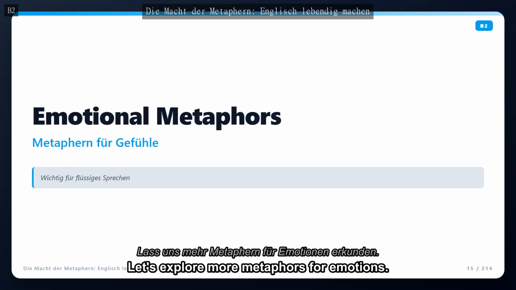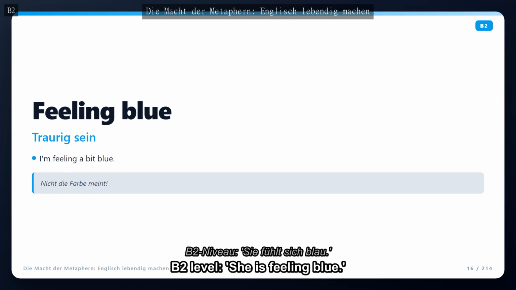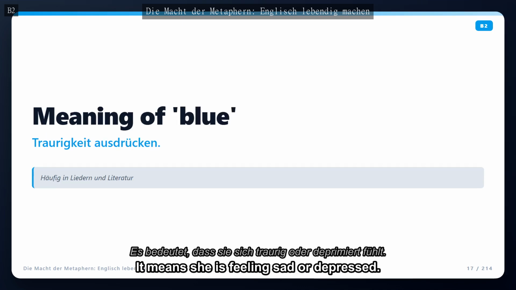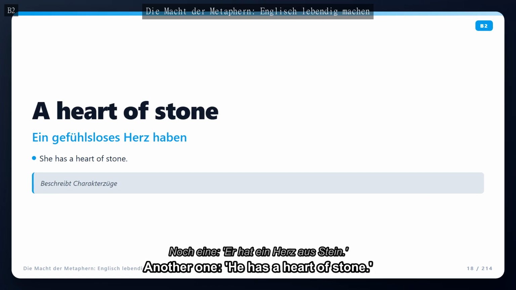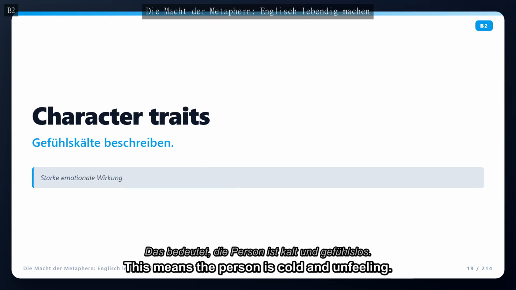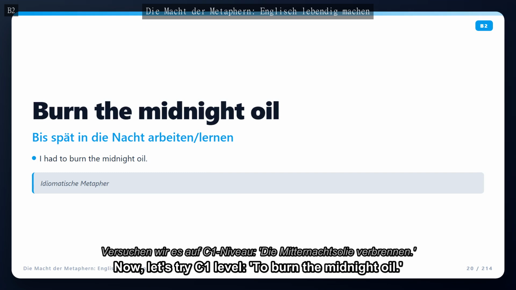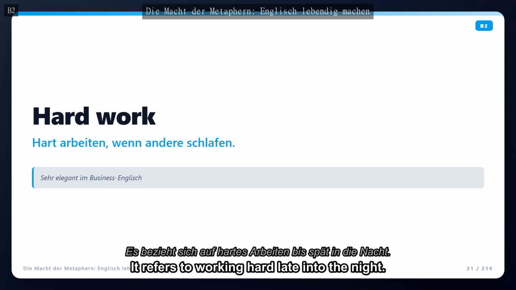Let's explore more metaphors for emotions. B2 level, she is feeling blue. It means she is feeling sad or depressed. Another one, he has a heart of stone. This means the person is cold and unfeeling. Now, let's try C1 level, to burn the midnight oil. It refers to working hard late into the night.